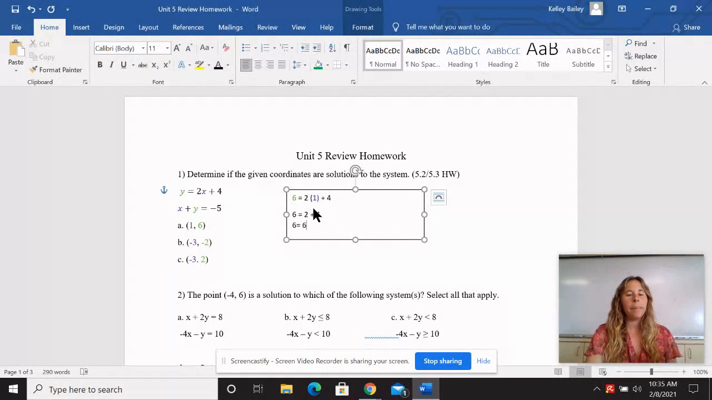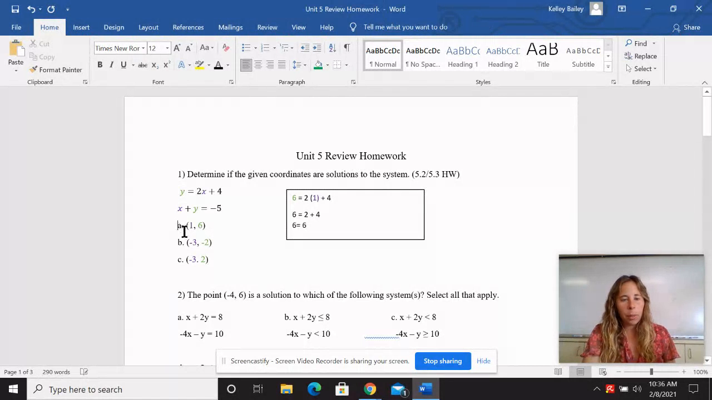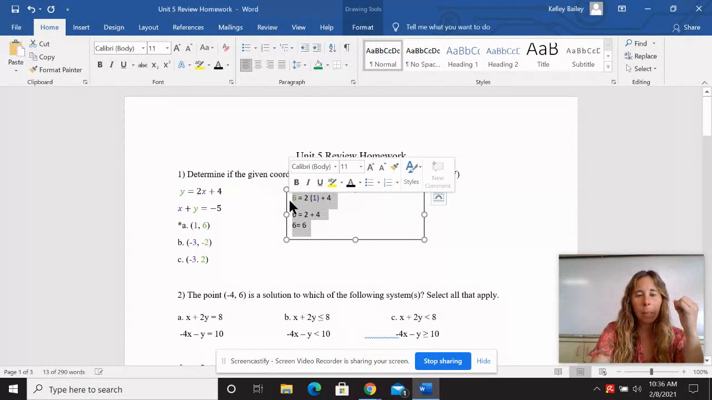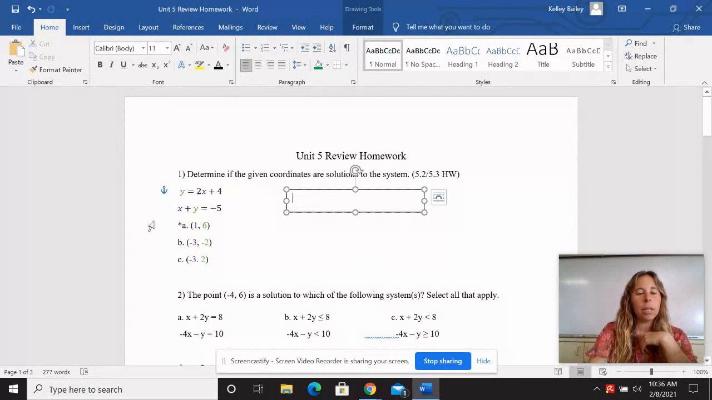Ta-da! Okay, so point A works in the first equation. I'll put a little star next to it. It works in the first equation, but to be a solution, it has to work in both. So we're going to substitute the same point into the second equation, x plus y equals negative 5. Go ahead and pause me and do that, please.